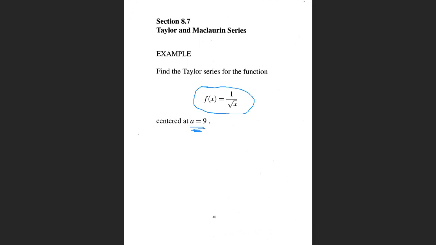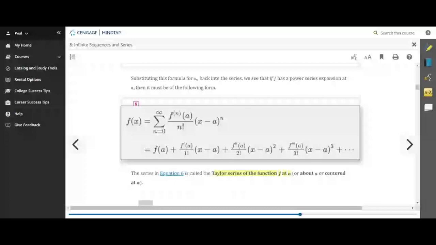So this is just an example. We're going to choose to center it about a equals 9, and let's go ahead and see then the Taylor series. Of course, if I go to the ebook, section 8.7, here's the formula I'm going to be using. That is the Taylor series formula, with a equals 9, and we have to compute derivatives.